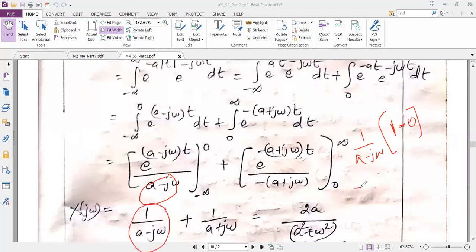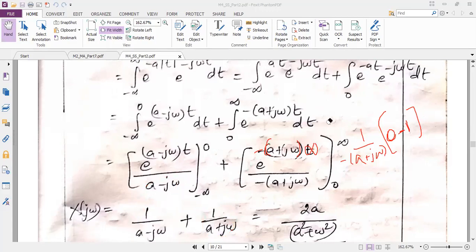Similarly, for the second term, I can move minus a plus j omega outside, then substitute the limits. The upper limit is infinity only, but here we have a minus, so it is minus of infinity. Minus of infinity multiplied with any term is again infinity only, so minus infinity, so it is again 0. Minus of the lower limit is e power 0, which is 1. So 0 minus 1 is minus 1. Already we have one minus here, so minus minus will be cancelled. So you'll be getting the answer as 1 by a plus j omega.